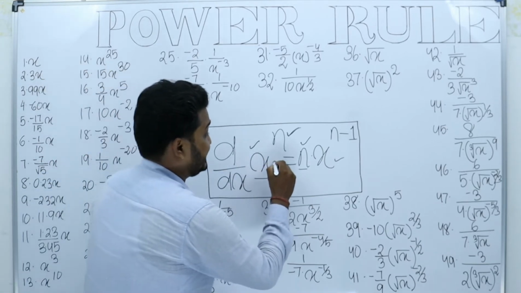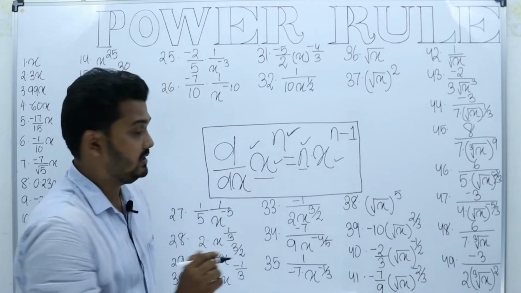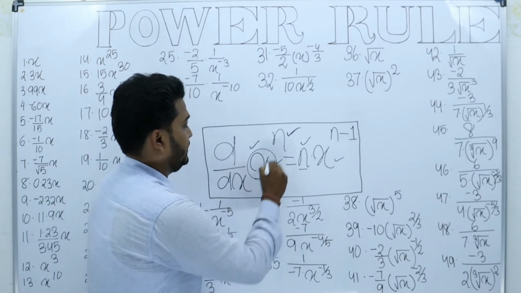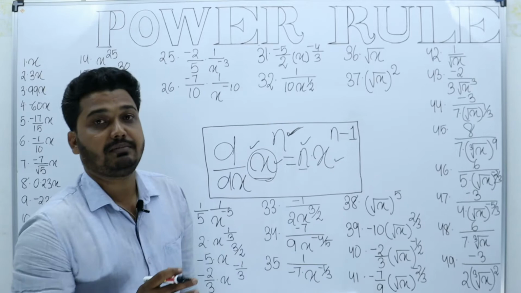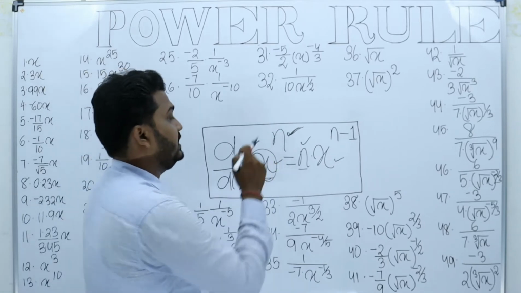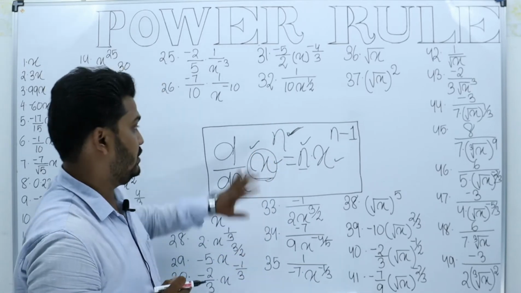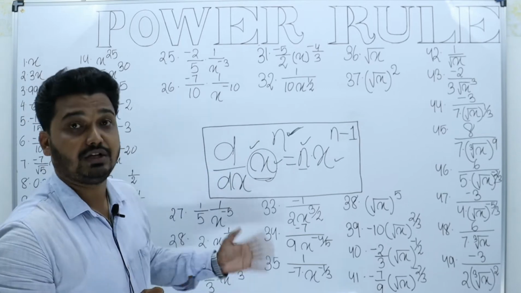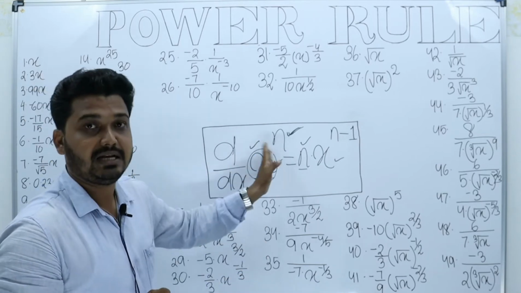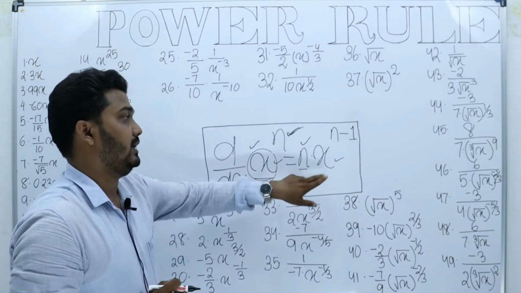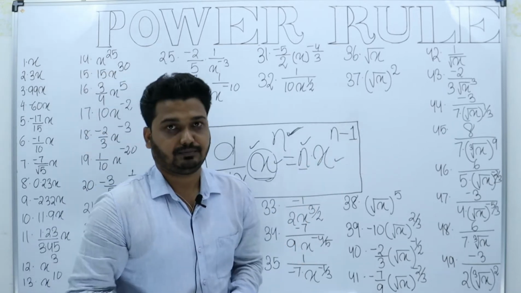Here the base is represented by x, that means the base can be a variable, and the power is represented by n, that means the power is a constant. So the derivative of x to the power of n is n into x to the power n minus 1.